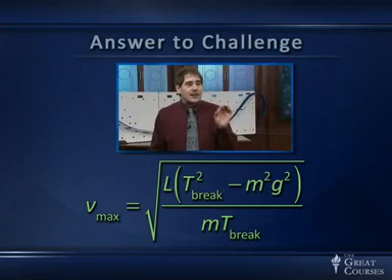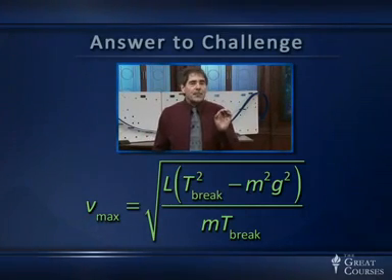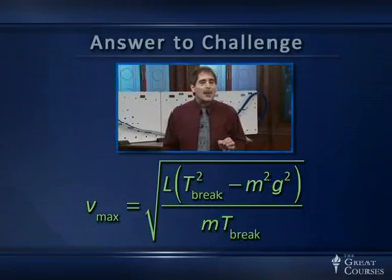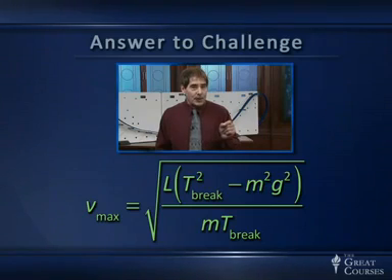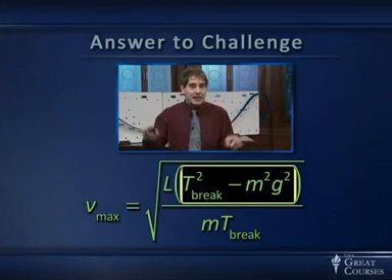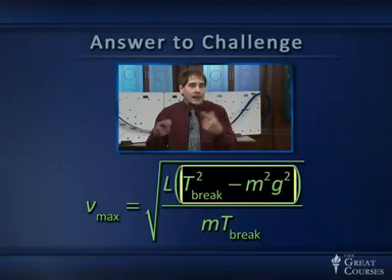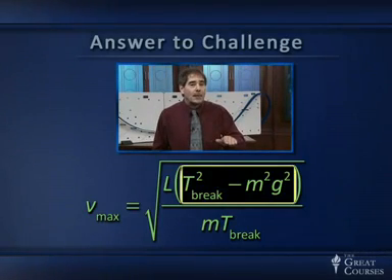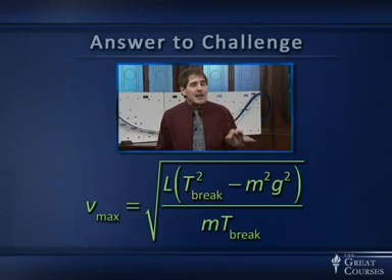But let me just ask if this makes sense. What if the breaking tension happened to be equal to the ball's weight? The ball's weight is mg. If T break were mg, then that term in parentheses, T break squared minus mg squared, or m squared g squared, would be 0. And that would say the maximum speed would be 0.